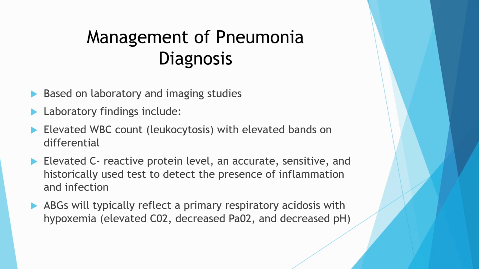So the management of pneumonia, how is it diagnosed? Diagnosis is based on laboratory and imaging studies. Laboratory findings will include an elevated WBC count with elevated bands on the differential, elevated C-reactive protein level, an accurate, sensitive, and historically used test to detect the presence of inflammation and infection. And then ABGs will typically reflect a primary respiratory acidosis with hypoxemia. So there will be an elevated CO2, a decreased O2, and a decreased pH.